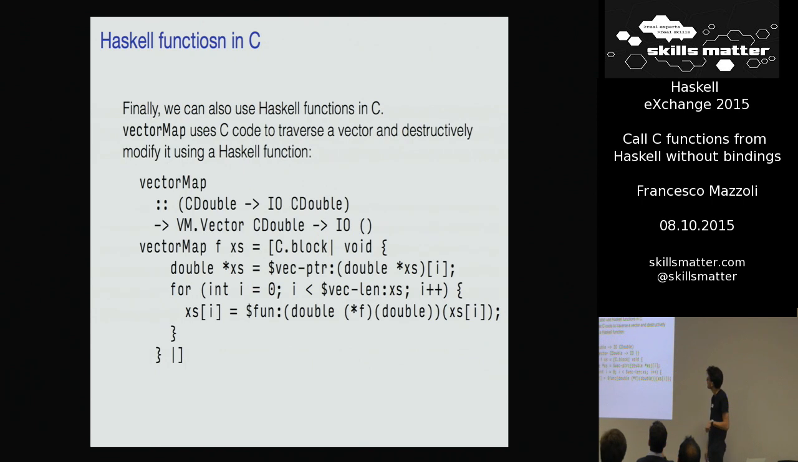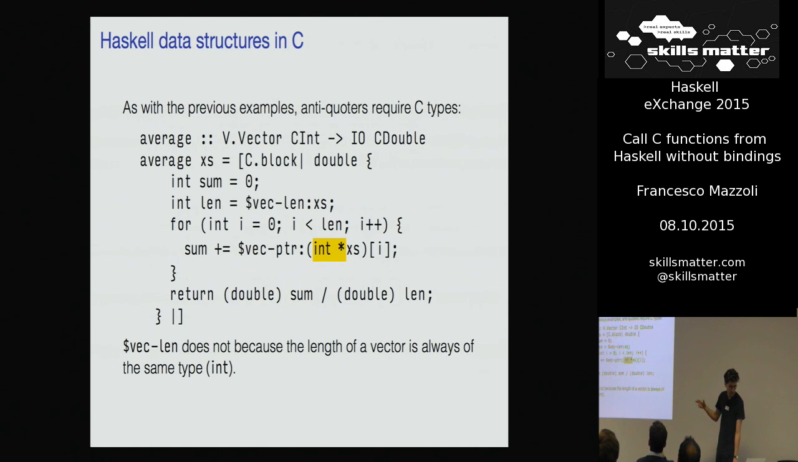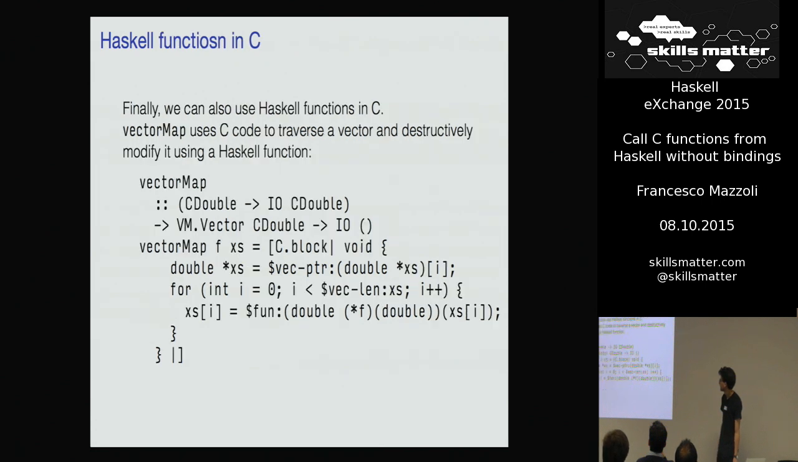Finally, another functionality which is useful and comes out of the box, like the functionality with vectors: we have very similar functionality for byte strings that come with the library. It's basically the same thing, but the pointer type is always char pointer. The last thing I want to show you is Haskell functions in C. So yeah, that's a typo.